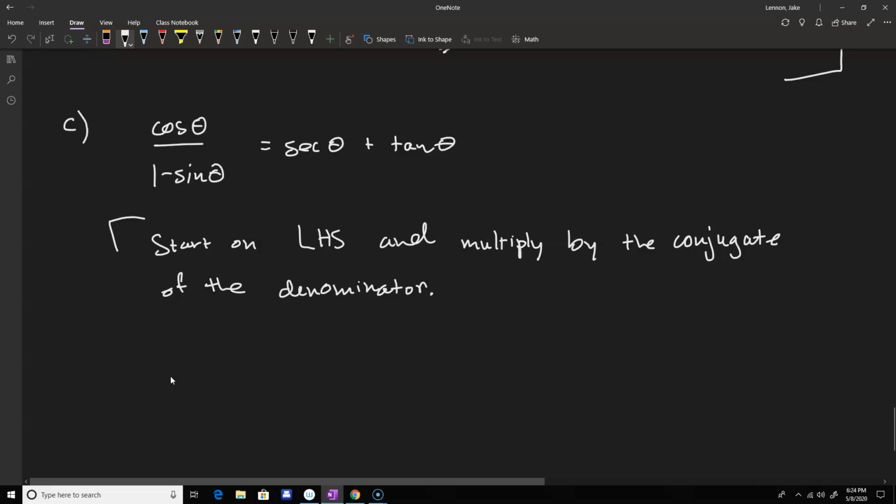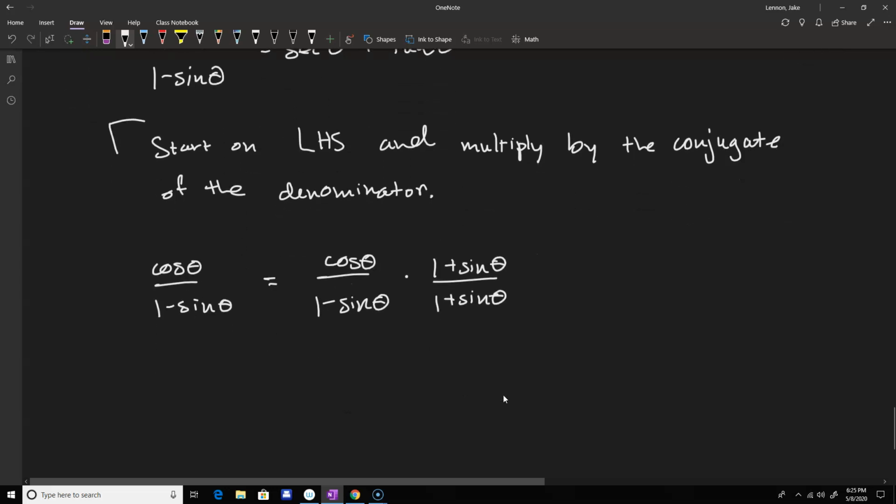So basically what we do is we take cosine of theta over 1 minus the sine of theta, and we're multiplying by the conjugate of the denominator so that it's equivalent to a clever form of 1. So what that looks like is we're multiplying by 1 plus the sine of theta divided by 1 plus the sine of theta. Okay, so to multiply fractions, we just multiply their numerators and multiply their denominators. So we have the cosine of theta times the quantity 1 plus the sine of theta, and in the denominator 1 minus sine of theta times 1 plus sine of theta.